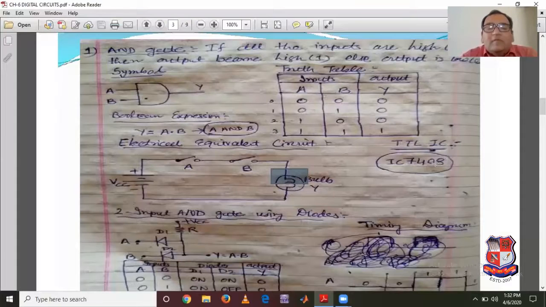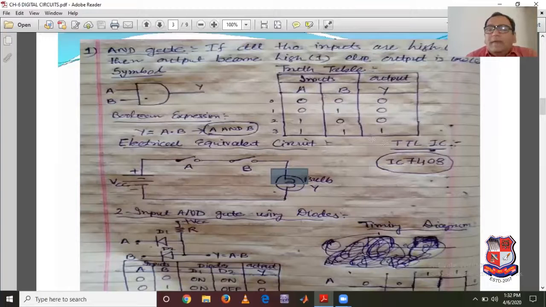If in question 1 there are parts A and B, and no option is available, then you have to attempt both questions. If you attempt both questions, that condition becomes 1 1 and you will get 1. But if you leave out either one or both, then the output is 0. So this is the 2 input AND gate.